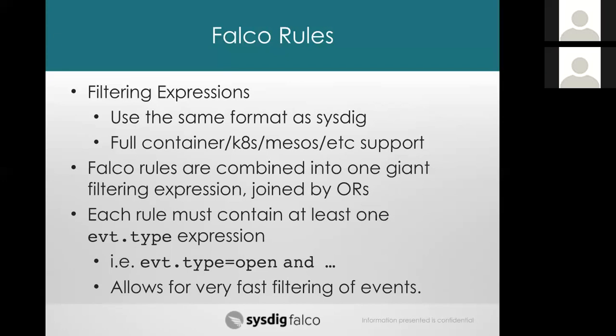So to make sure that that's still efficient, we have, I guess, a rule about rules. Every rule has to contain at least one event type expression. So every rule has to limit the events to which the rule should be applied. We do that to allow for really fast initial categorization of events. So you only run the rule snippets related to a given event and don't have to go through each branch of that gigantic OR statement.